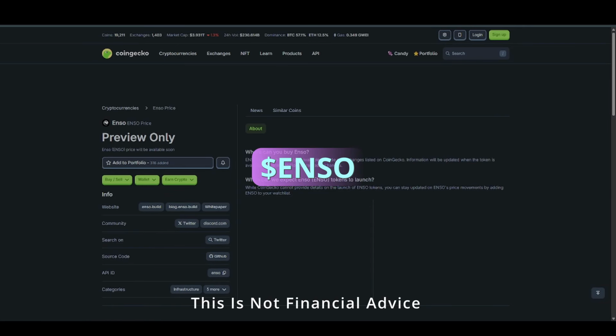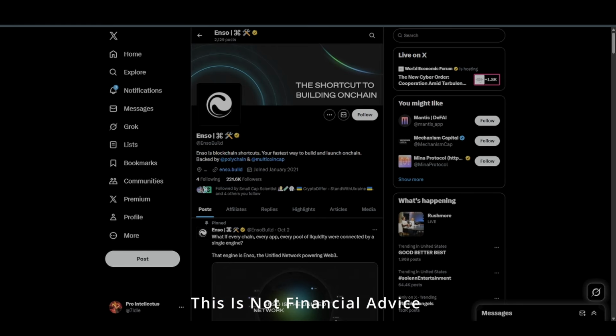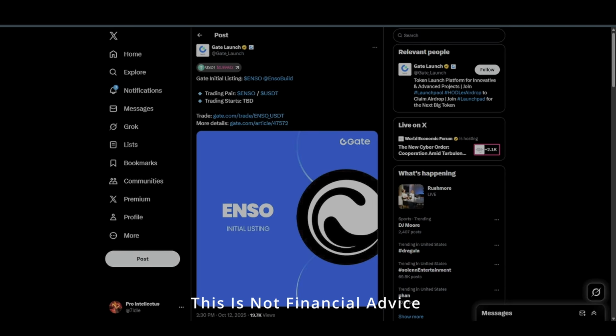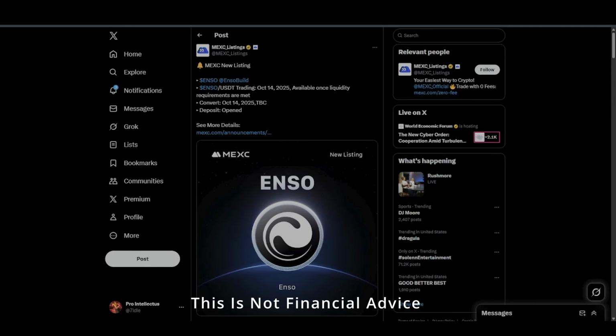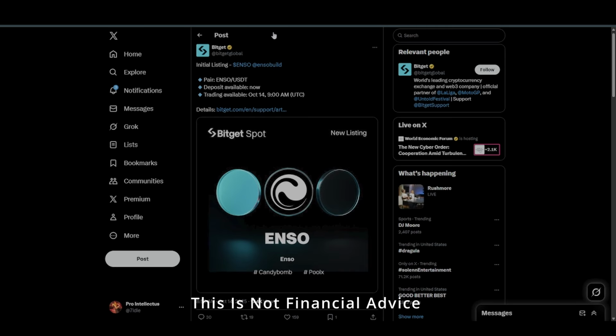So today we're looking at a token that will launch, I think, in a couple of hours. It is called Enso, and it is launching on pretty big exchanges that include Binance, as well as Gate.io, MEXC, even KuCoin. We have Bybit and we have Bitget. So pretty much all of the biggest exchanges will launch this token.